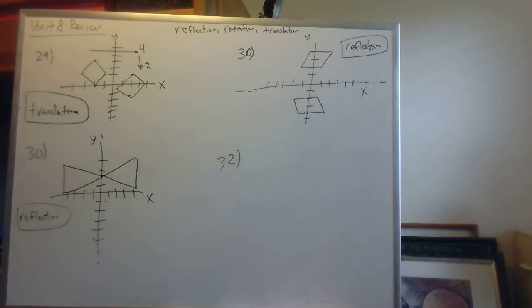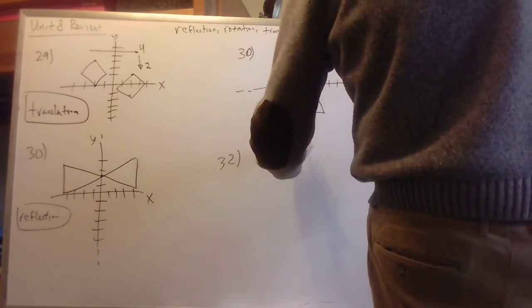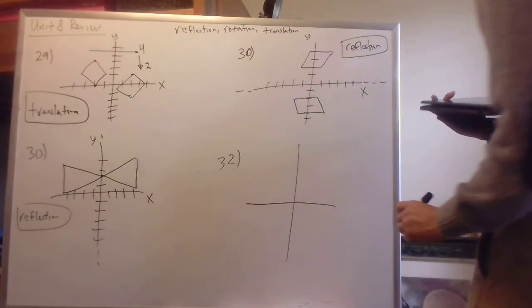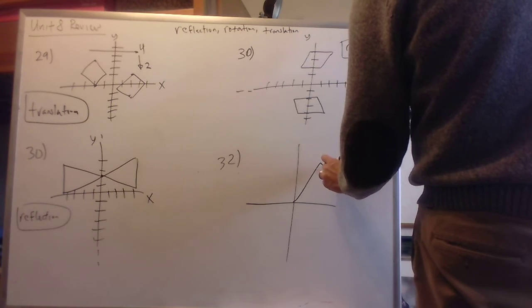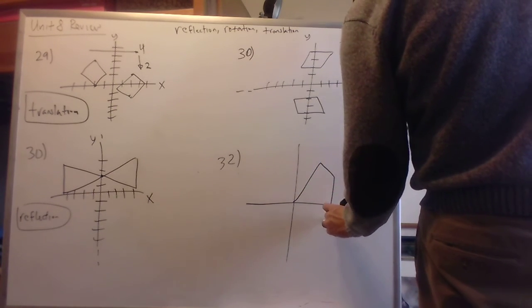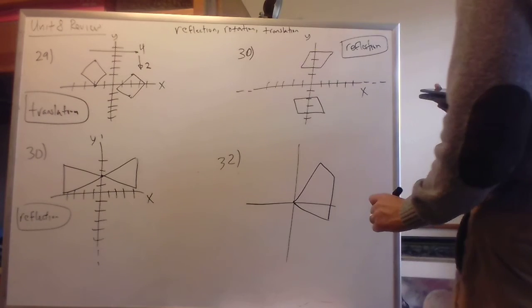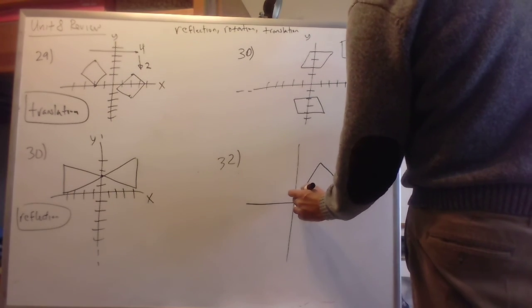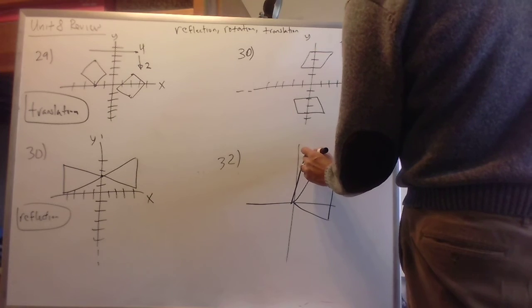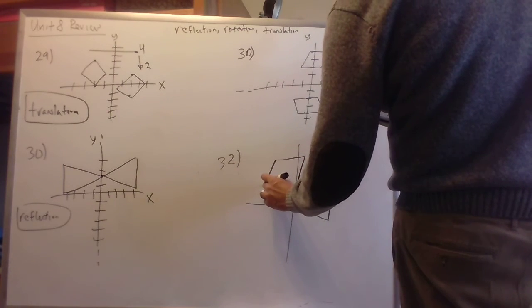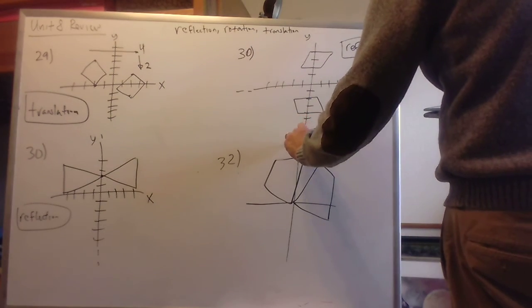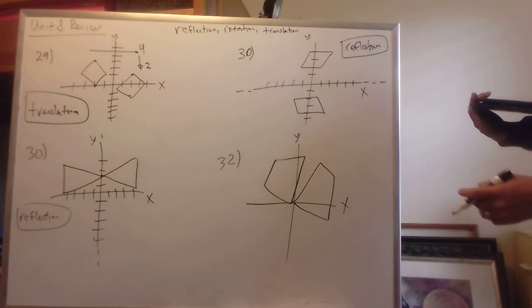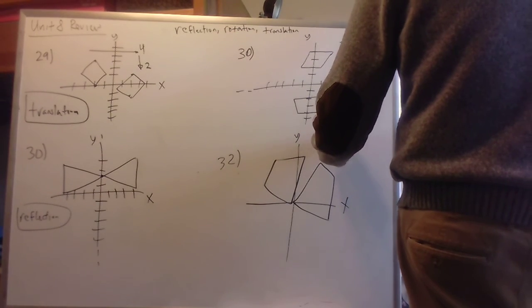And then lastly, we have this shape that looks something like this. I'm just going to draw it. Like that. And then also like that. So essentially we have an X and Y axis. Now if you look on your sheet of paper, this right here is going to be a rotation.